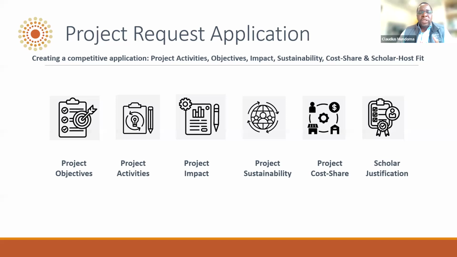Sometimes with cost share, it's easy to simply write, oh yes, we are going to fund the scholar's transportation, yes, we're going to do this or the other. This also shows up in the objectives and the impact. So every element is considered. Even if a host institution says yes, we're going to do this, we then look at the community of the host institution.